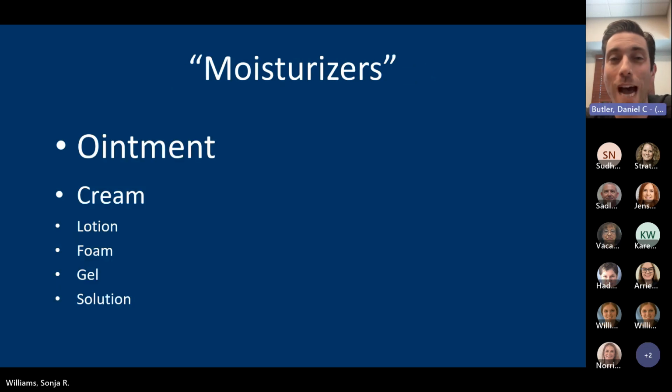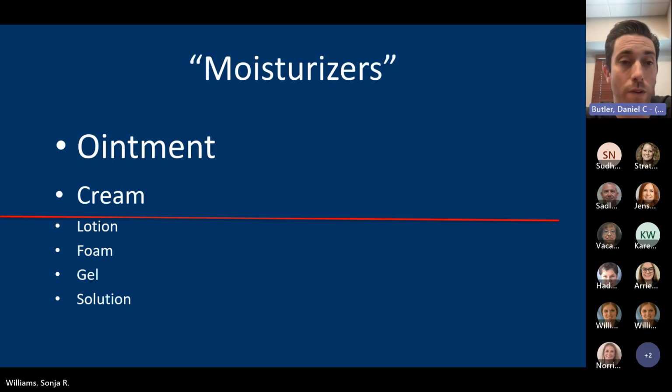So I want you to look at this hierarchy of moisturizers. Solutions are the least moisturizing vehicle for anything, then gels, then foams, then lotions. And there's a firm line there between lotions and creams. Anything above lotion is actually hydrating to the skin. If you press the next button, you'll see that there's a big red line there. And that red line really delineates where you're going to get moisturization from the skin.